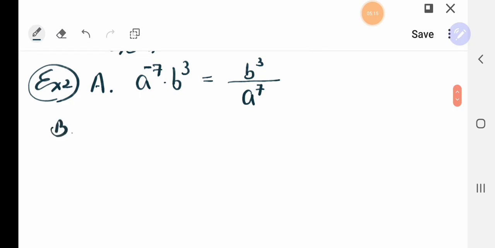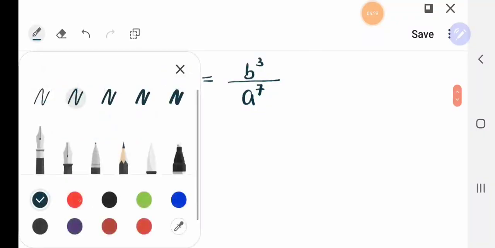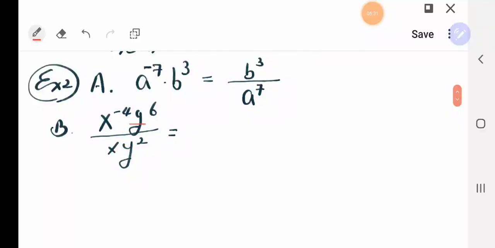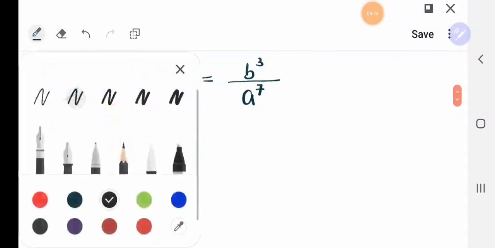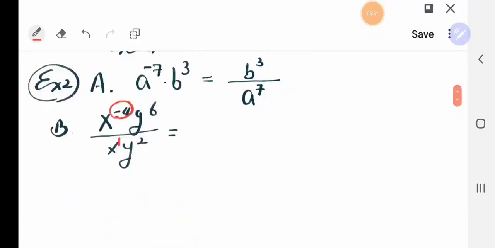Okay, letter B, x to the negative 4th power, y to the 6th power divided by x y squared. Now we have x terms in the numerator and denominator. So we can move this negative 4 into the denominator, because 1 is greater than negative 4, and negative 4 is smaller than 1. So move it down. How about the y? 2 is smaller than 6. So let's move this one up and this one down.